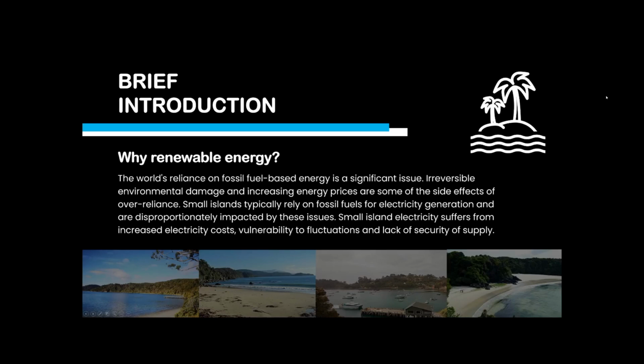The world's reliance on fossil fuel-based energy is a significant issue. Irreversible environmental damage and increasing energy prices are some of the side effects of over-reliance. Small islands typically rely on fossil fuels for electricity generation and are disproportionately impacted by these issues. Small island electricity generation suffers from increased electricity costs, vulnerability to fluctuations, and a lack of security of supply.